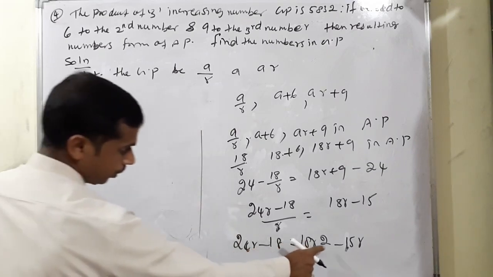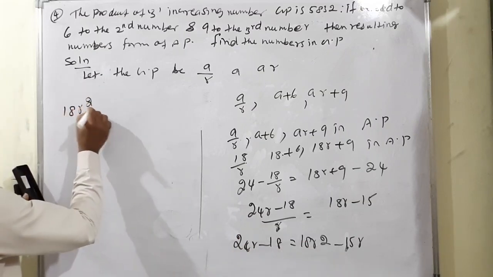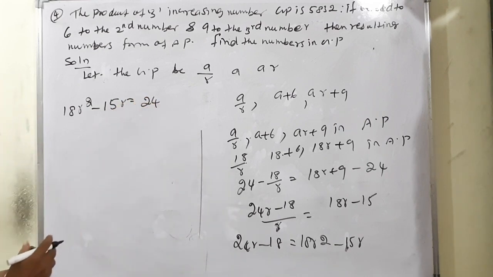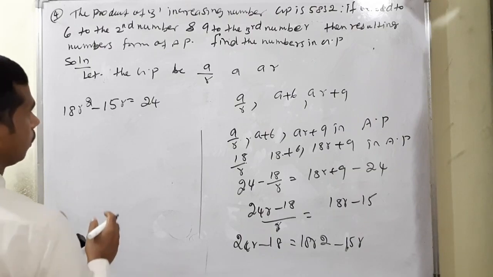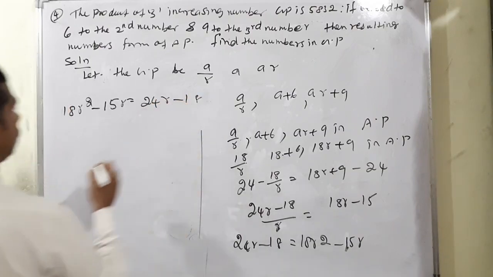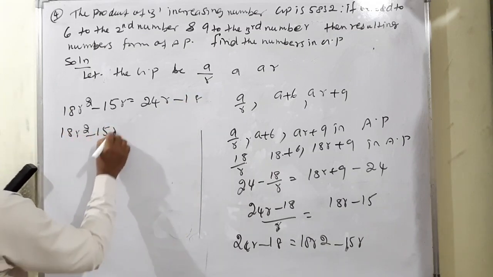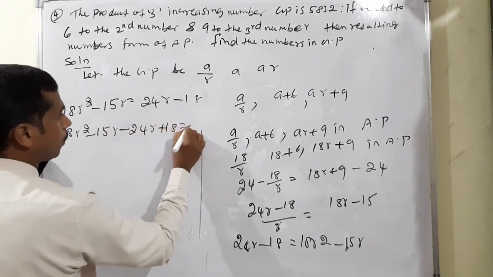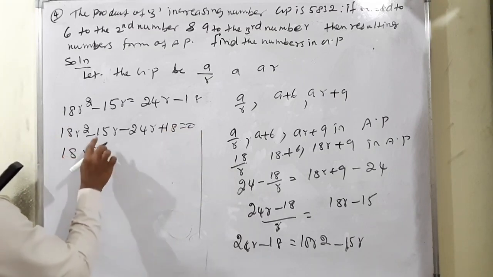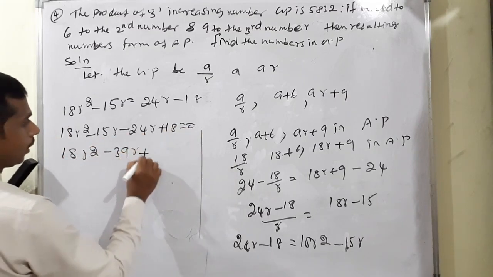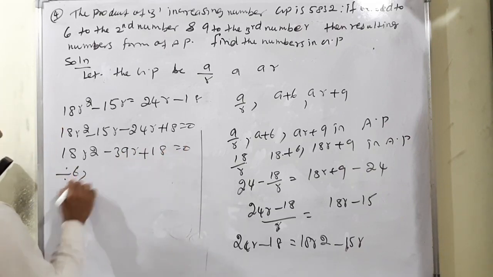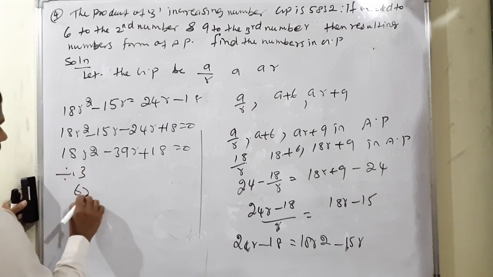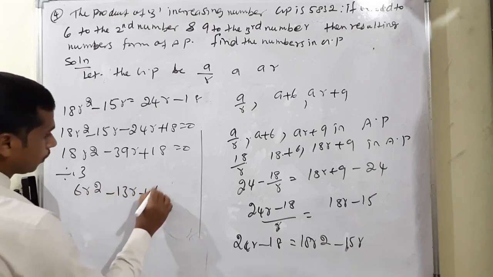So, starting with the quadratic's highest term, 18R square minus 15R is equal to 24R minus 18. Therefore, 18R square minus 15R, 24R brought across with opposite sign means minus 24R, minus 18 brought across with opposite sign means plus 18, is equal to 0. Therefore, 18R square minus 39R plus 18 is equal to 0. Divide by 3, since 39 is there: 6R square minus 13R plus 6 is equal to 0.